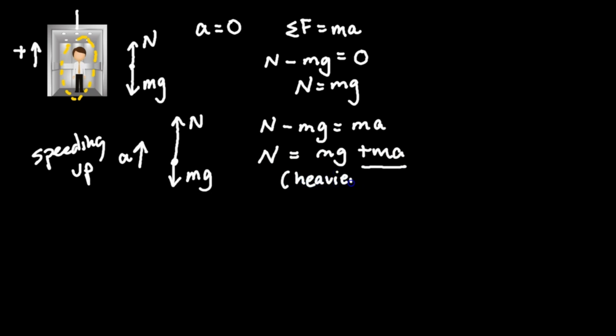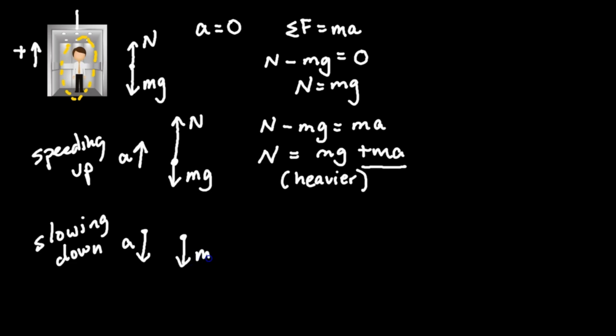And this is one of the big ideas here, that how a person feels as far as heavier or lighter has to do with the normal force. Now let's look at what happens when they're slowing down. So this person is going up, but slowing down. Now the acceleration will be downward. What do you think the force diagram will look like?